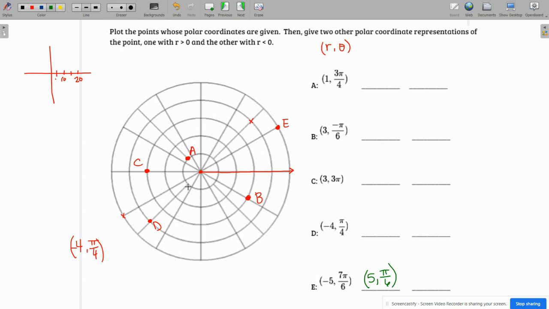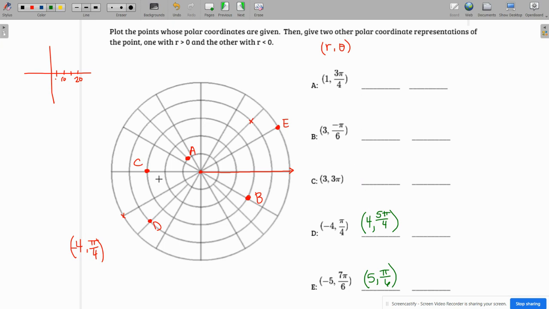Same thing, -4 comma pi over 4, that was right here. Well, if I wanted to use a positive r of 4, what angle is coterminal with this angle right here? What is this angle? We know this is pi, so if we're doing over 4, this would be 4 pi over 4, so this would be 5 pi over 4. So 4 comma 5 pi over 4.